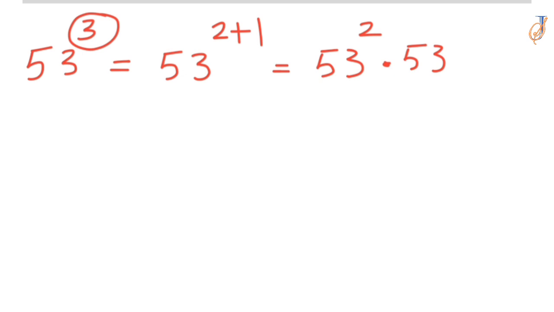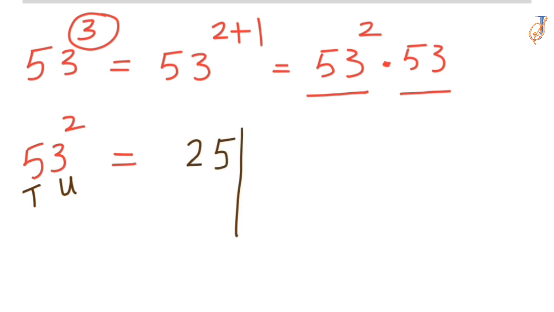Now by using a shortcut trick I am going to find the value of 53 whole power 2 and then I will multiply with 53. This 3 is in the units place and 5 is in the tens place. Square shortcut trick: first we have to square the tens digit, which is 5. 5 power 2 is 25. And then square the units digit. So 3 square is 9. You write it as a double digit, 09. And then multiply all the numbers.